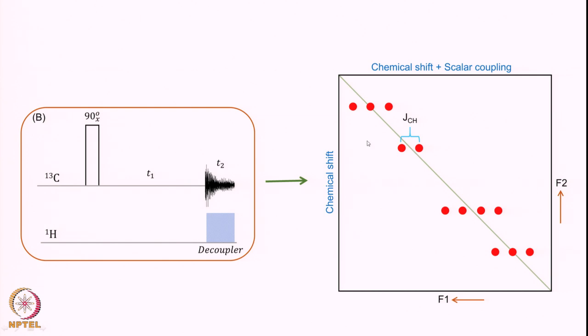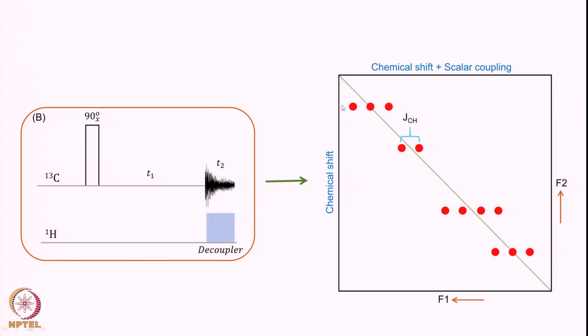Once again, now if you see the diagonal is running like this. This is the center, which is the chemical shift of the multiplet, and here again is the chemical shift of the multiplet. This is the chemical shift of the multiplet, this is the chemical shift of the multiplet.